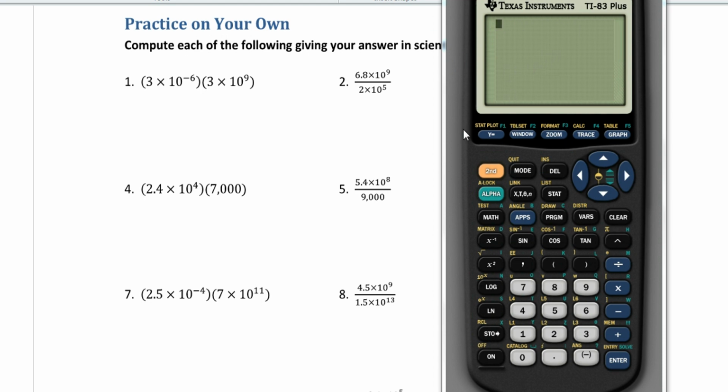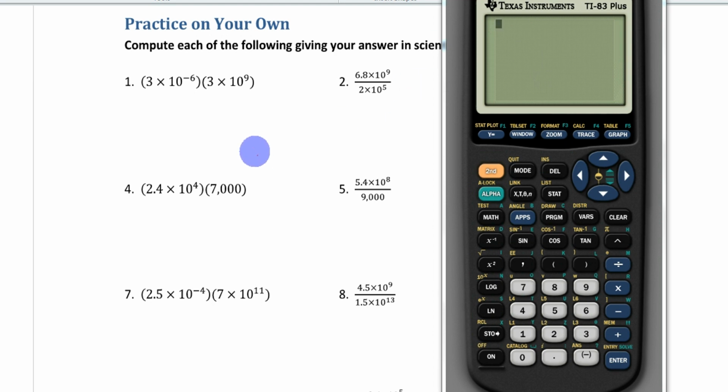The buttons that we use may be a little different on a calculator if you have a different model, but they should be quite similar. And if you don't have a scientific calculator, you can find versions online like the TI-83. Just a quick Google search will give you some options.